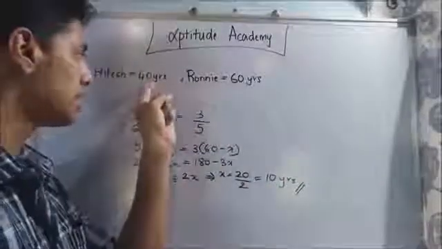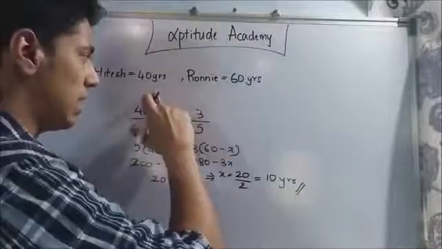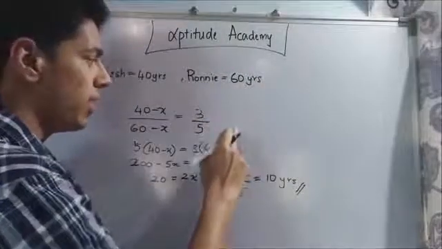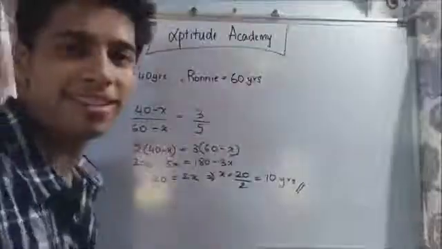Now just see this. If he's 40 years old now, 10 years ago he was 30 and this fellow was 50 years. So 30 is to 50, if you divide by 10 it will be 3 by 5, right?